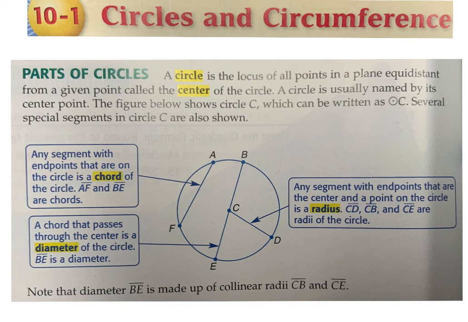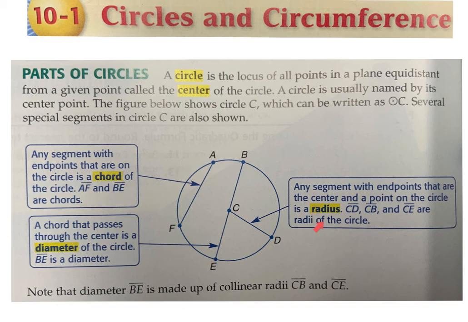Special segments. A chord is any segment with endpoints that are on the circle. So this is an example of a chord. A chord that you are very familiar with is the diameter. The diameter is a chord that goes through the center. So the diameter is a type of chord. It goes through the center.